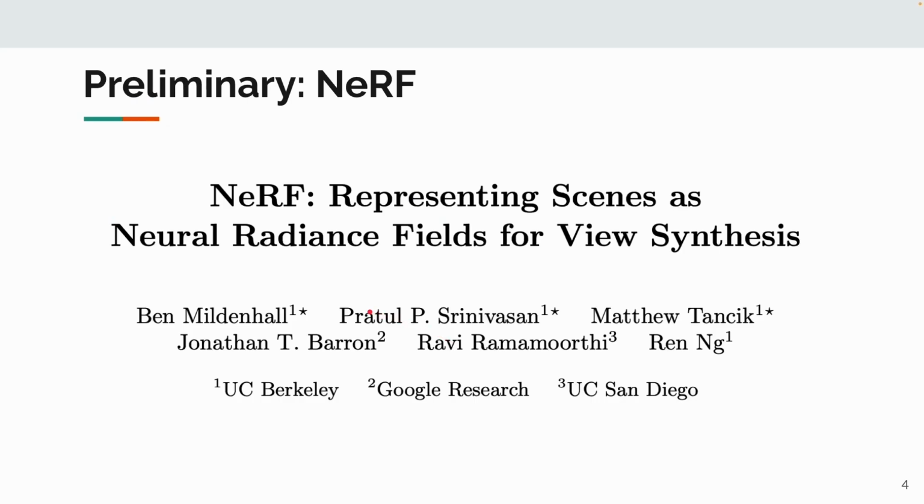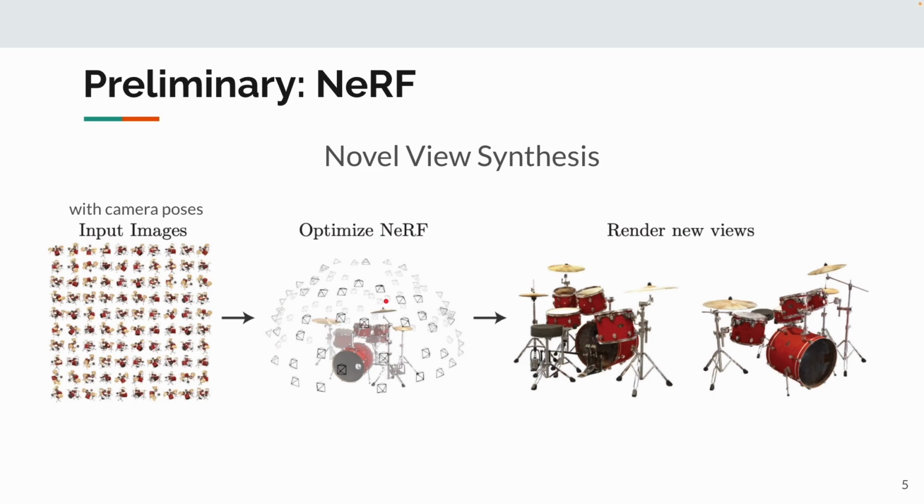NeRF is the first paper to represent 3D scenes as neural radiance fields and use an MLP to encode the entire scene. This task is called novel view synthesis. Given a bunch of 2D images, each with corresponding camera poses, NeRF wants to train an MLP so that this MLP can encode the entire scene. After training, this MLP can be used to render new views of the scene.